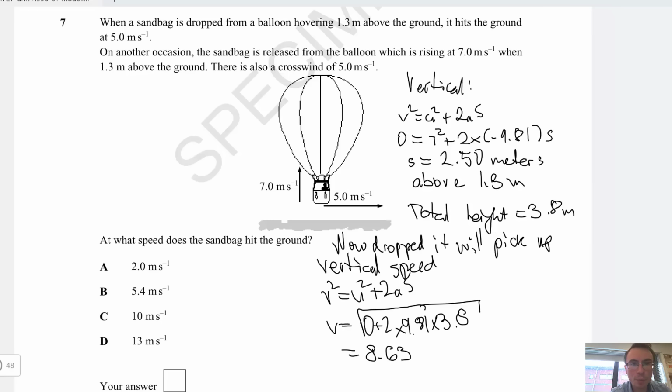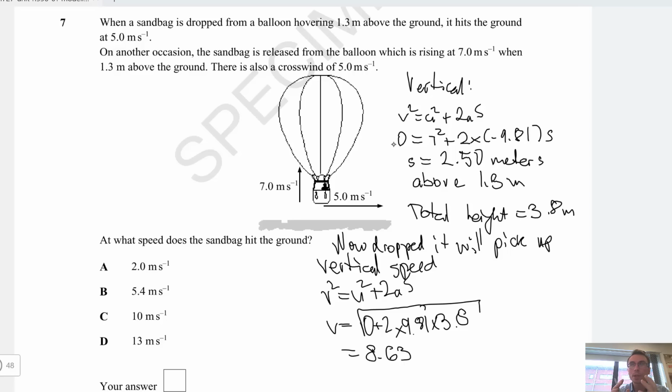Okay, question 7. This is a tricky one. We've got a sandbag dropped from a balloon hovering 1.3 meters above the ground. It hits the ground at 5 meters per second. On another occasion, the sandbag is released from the balloon, which is rising at 7 meters per second when it's 1.3 meters above the ground.